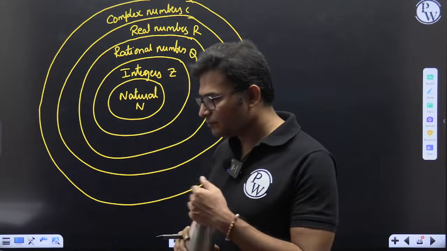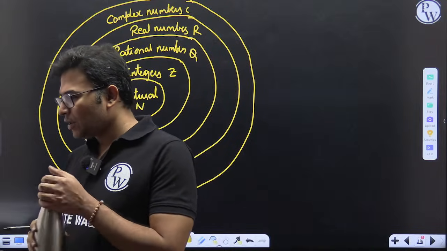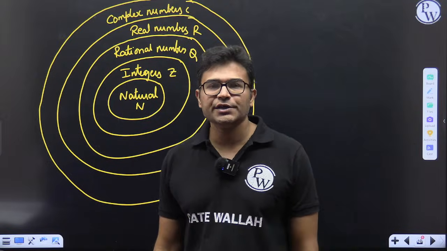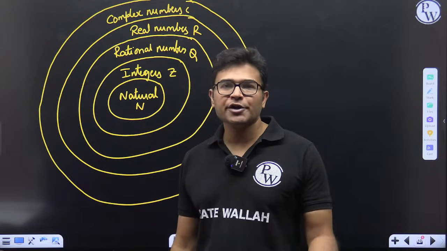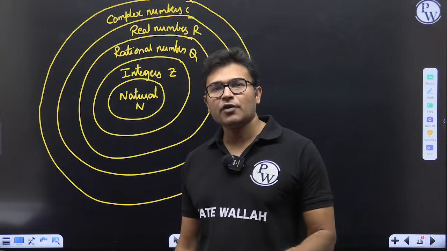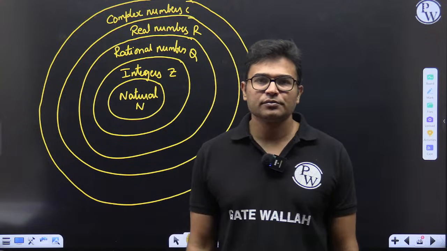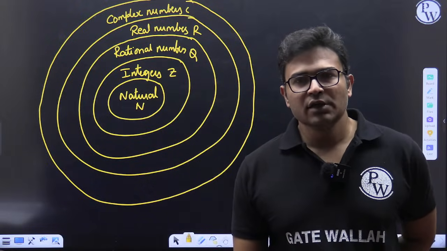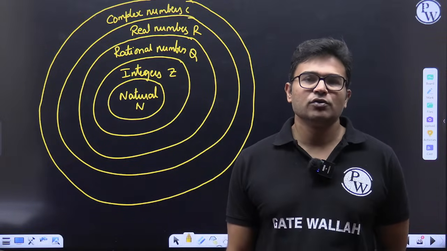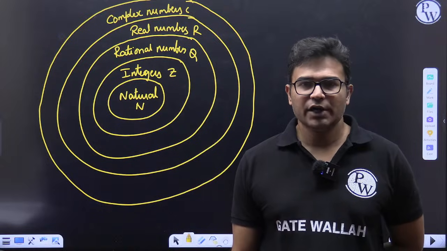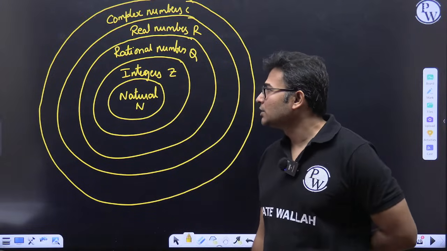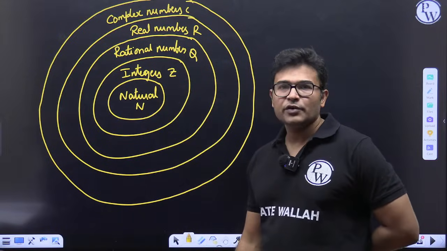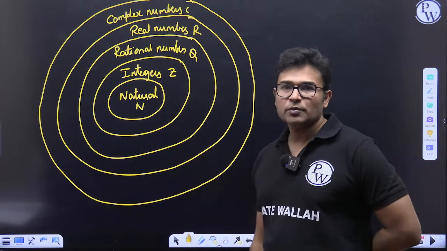Which means, what are the sets for which we can give an enumeration procedure, and what are the sets for which we cannot give an enumeration procedure, right? So it turns out that natural numbers are countably infinite, integers are countably infinite, and rational numbers are countably infinite, right?